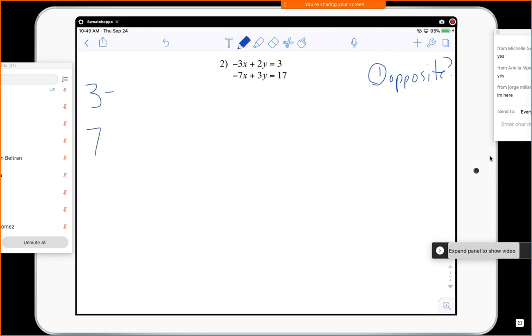3 times 1 is 3. 3 times 2 is 6. 3 times 3 is 9. Times 4. Times 5. Times 6. Times 7. I get 21. 7 times 1 is 7. 14. 21. I'm going to stop there and see that I can change both these numbers. I need my writing to catch up.